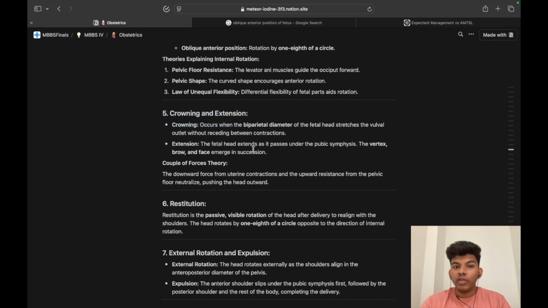Yeah, next coming to crowning and extension. Let me read the names at least again. Pelvic floor resistance theory, that is one. Pelvic floor being the resistant thing. Pelvic shape, that is another thing. Next one is law of unequal flexibility.